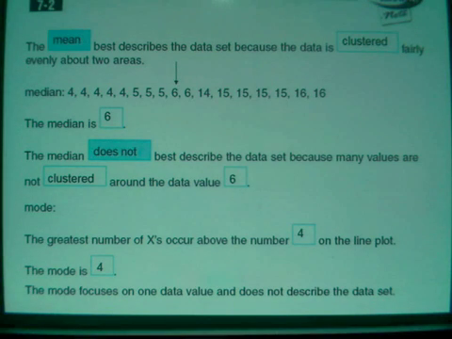As far as the mode goes, the number that shows up most often is 4, and we knew that because that was the tallest bar of x's on the line plot. The 4 is, again, way down in that low end of the number set. It really doesn't represent the 14s, 15s, and 16s well. It focuses more on the one data value, as it says, and does not describe the data set.